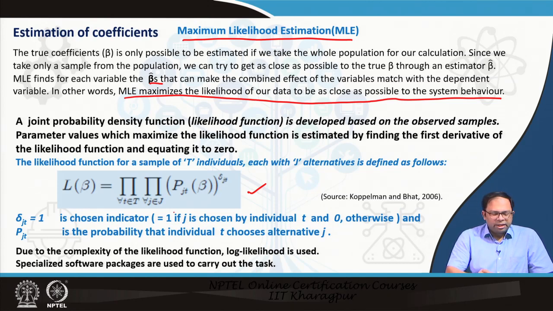There are two parts in the equation. One is of course the probability of Jt, which is the probability that individual t chooses alternative j, and this probability value comes because of the beta coefficient. Then we also use a delta Jt, which is equal to 1 if that particular alternative is chosen, so 1 if j is chosen by individual t and 0 otherwise. In the likelihood function we only consider the alternatives that are chosen, so that is what is being added. I will explain this with an example.